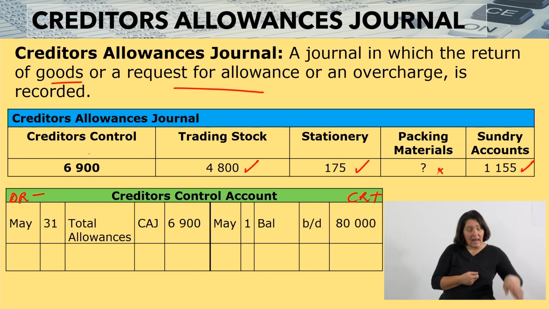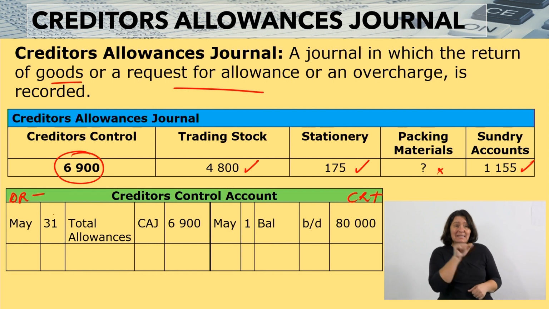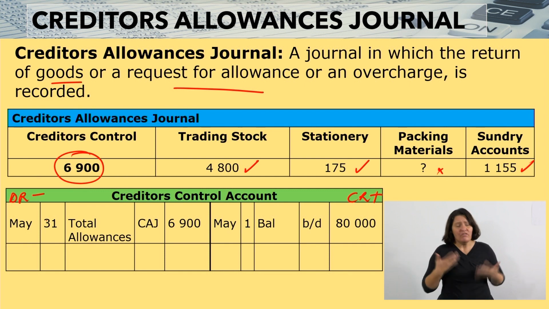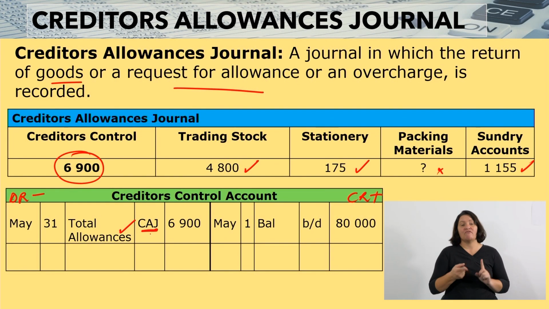The moment we have allowances, 6,900, I'll then come to my debit side and decrease what I owe to my creditors. I don't owe them so much because I have returned goods or I have spoken to them concerning an allowance. So I'll then say total allowances, I'm getting this amount from the CAJ and it's 6,900 as you see over there. Dear learners, it is very important that you understand that your allowances will decrease what you owe to your creditors.